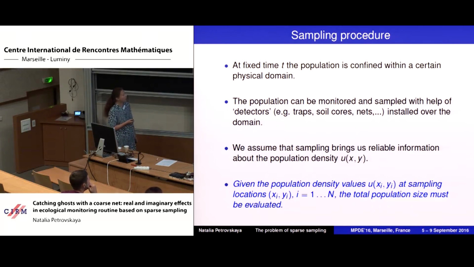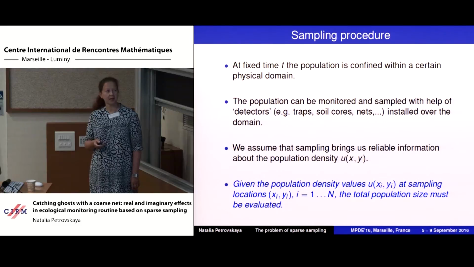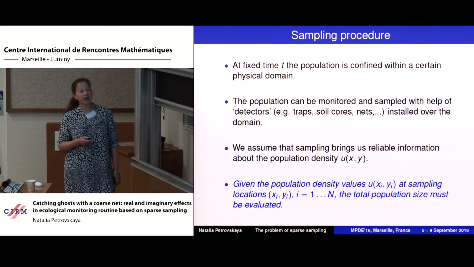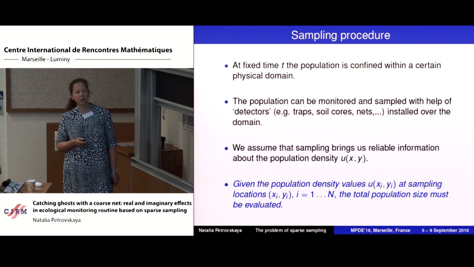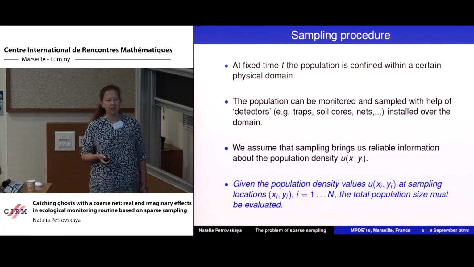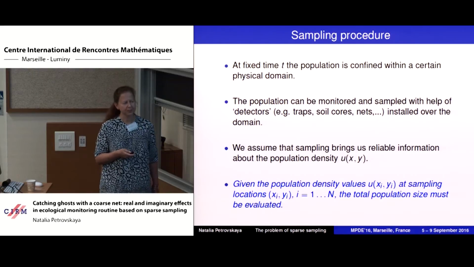And another very important assumption is that we assume this sampling procedure brings us reliable information, so accurate information about the population density. How can we get that accurate, exact information? That is a different problem. I'm not discussing it here, but let's just make this assumption. And we have exact values of the population density function, but we have them just at sampling locations. And given that information, we must evaluate the total population size.